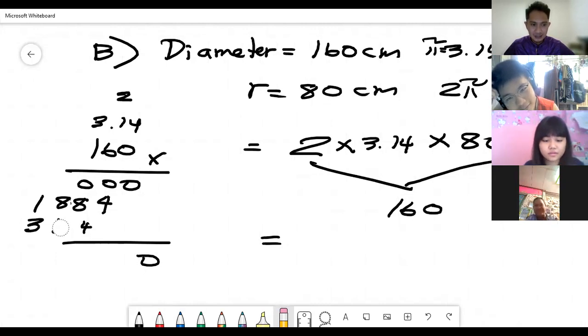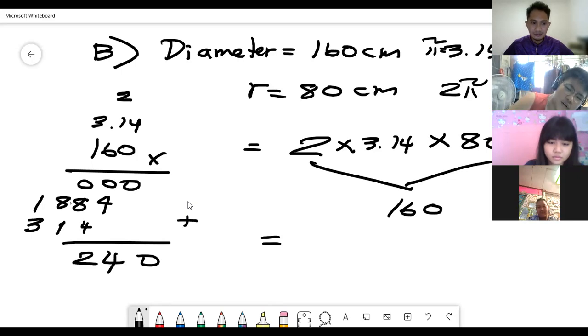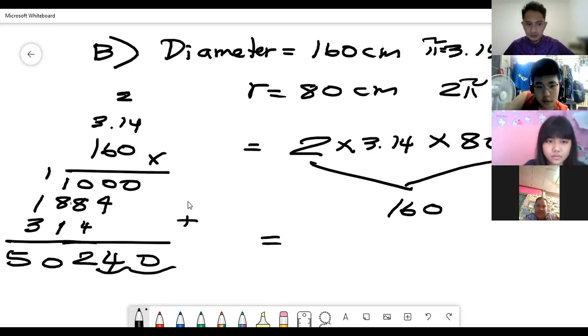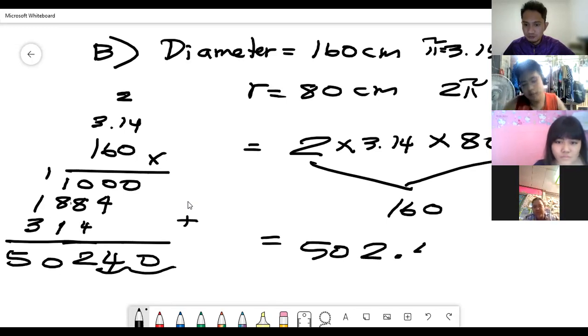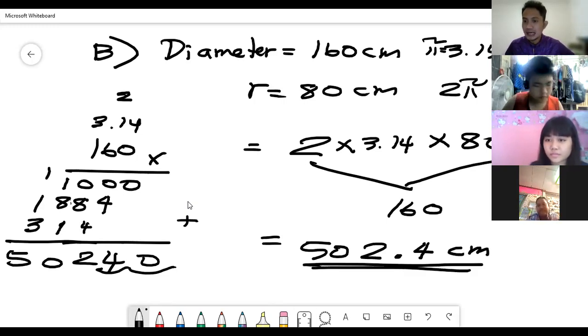Plus 4, 8 plus 4 is 12. Carry 1, 10, carry 1, 5. Meaning 502.4 centimeters. Do not forget centimeters. Do you understand? Very easy.